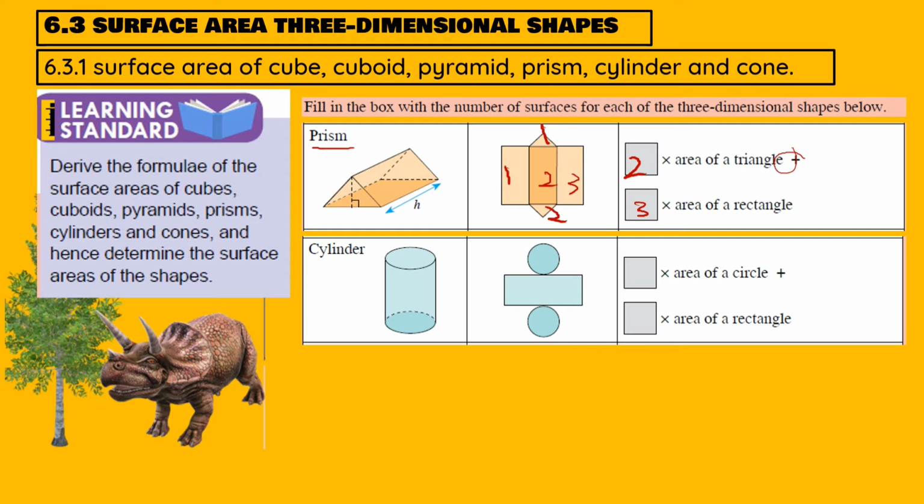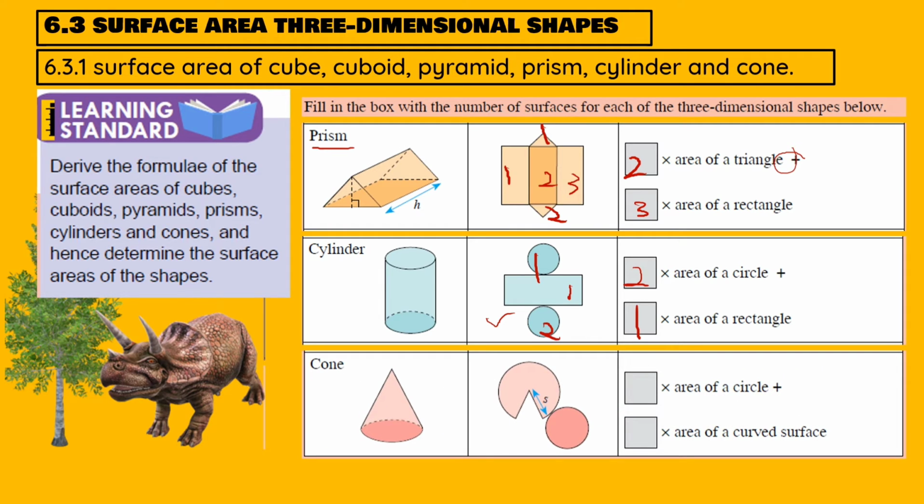Next is a cylinder. This is a net of a cylinder. How many areas of a circle? 1, 2. 2 areas of a circle. How many areas of a rectangle? 1. 2 areas of a circle plus 1 area of a rectangle, you will get the surface area of a cylinder.